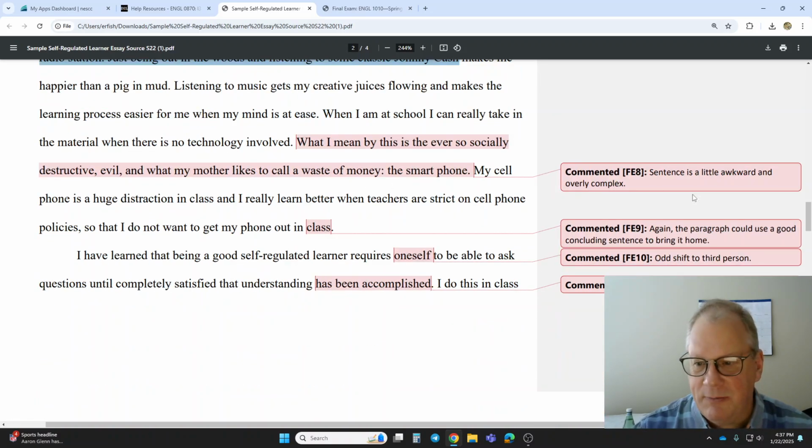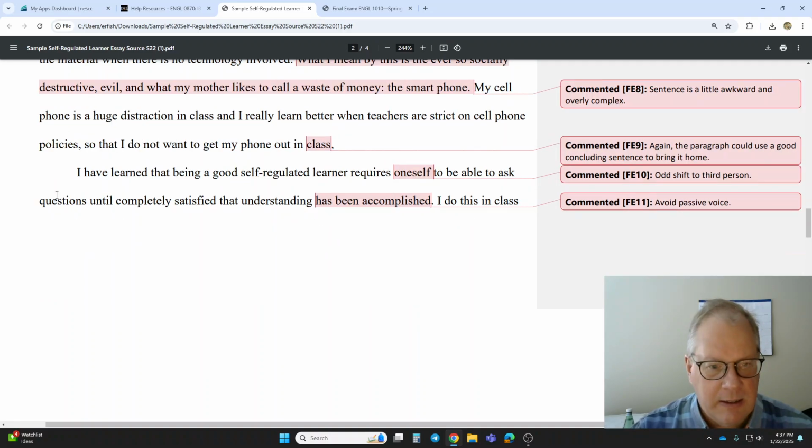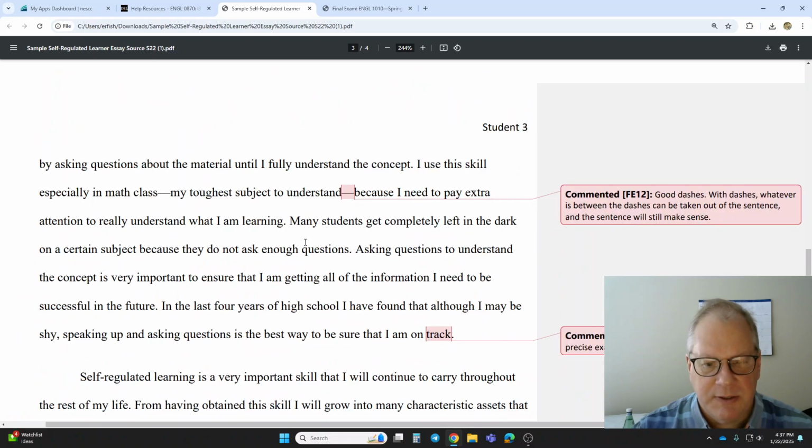Again, you kind of read the commentary as you go along. And again, I'm wanting her to have a good concluding sentence for this paragraph. But other than that, she's doing pretty well here. Then she gets on to the last one, which is asking questions. Again, I'm not going to read this whole thing to you. But again, you want to be as specific as possible.